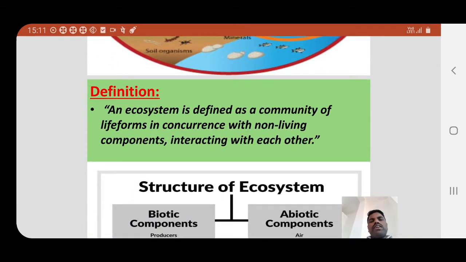What is the definition of an ecosystem? An ecosystem is defined as a community of life forms in occurrence with the non-living components, interacting with each other.